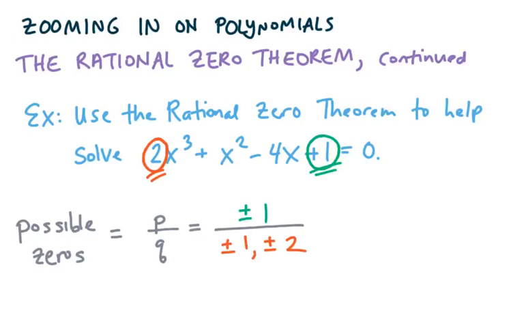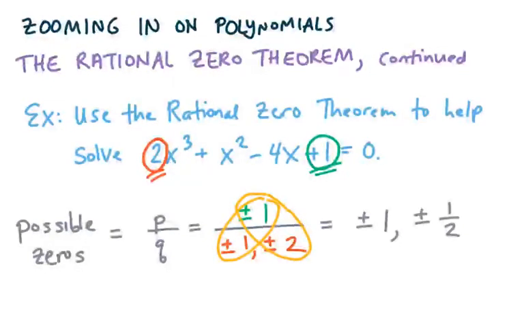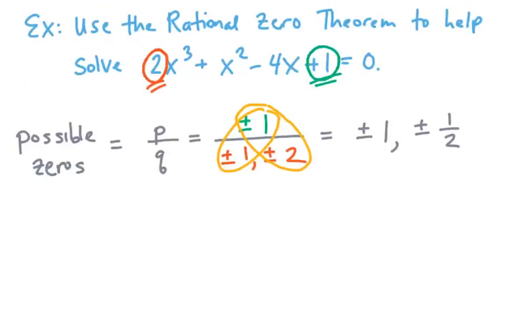But to continue cleaning up this list, I could take the plus or minus 1 divided by the plus or minus 1 to get plus or minus 1. I could also take the plus or minus 1 divided by the plus or minus 2 to get plus or minus 1/2. So how many possible zeros does this mean we have? This means we have really in total 4 possible zeros. So if it's hard to see the 4 zeros from the way I just listed it out, it would be just as good to list out the plus 1 and the minus 1 separately, the plus 1/2 and the minus 1/2 separately.